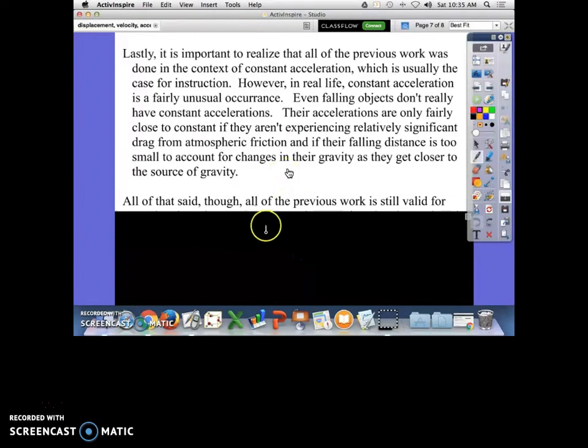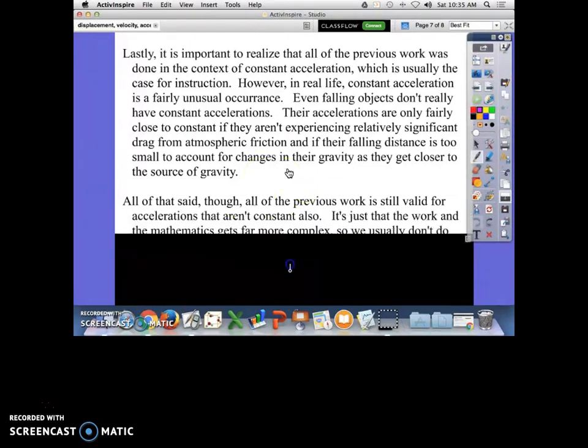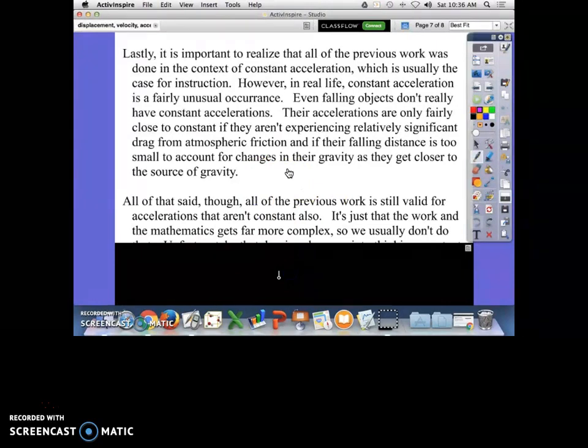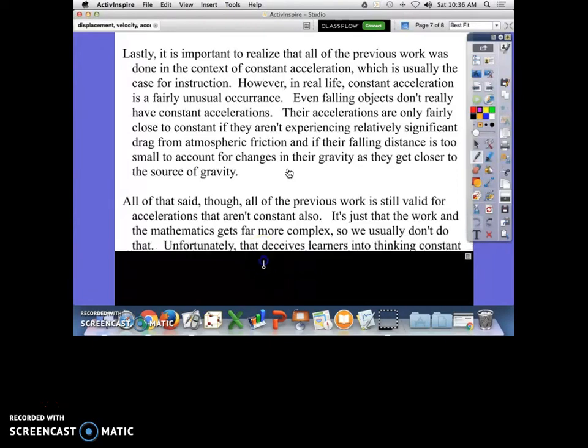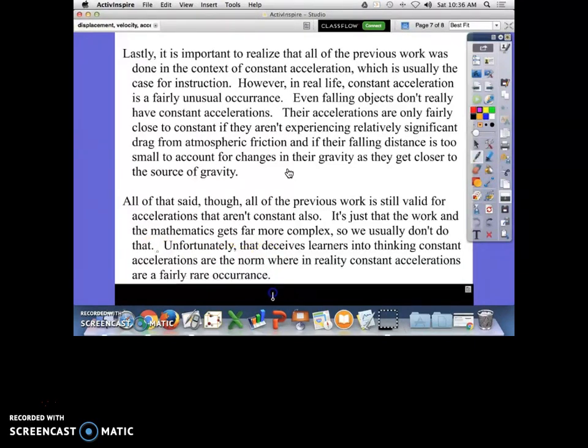Now, all of that said, all of the previous work we've done is still valid for accelerations that aren't constant. It's just that the work in the mathematics gets far more complex. You're stepping into the world of double and triple integrals and differential equations to do that. So we usually don't do that, and neither do I when I'm instructing. Unfortunately, that deceives the learners into thinking that constant accelerations are the norm, where in reality, constant accelerations are pretty rare.